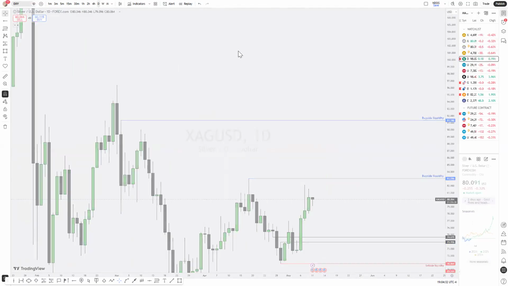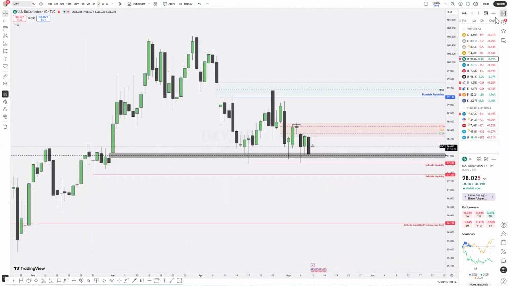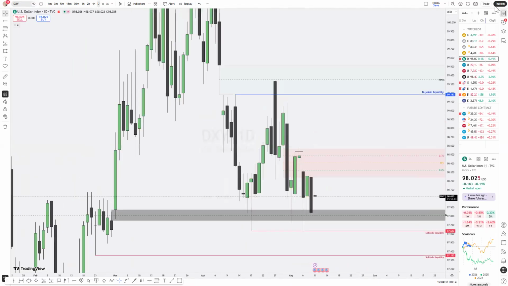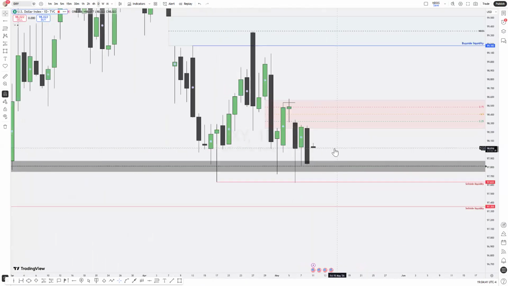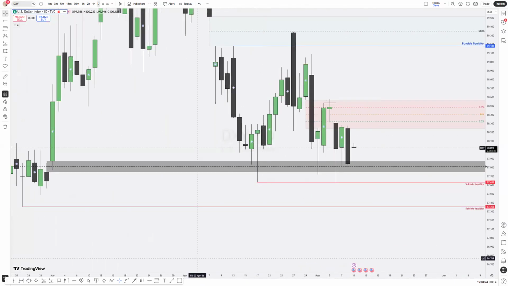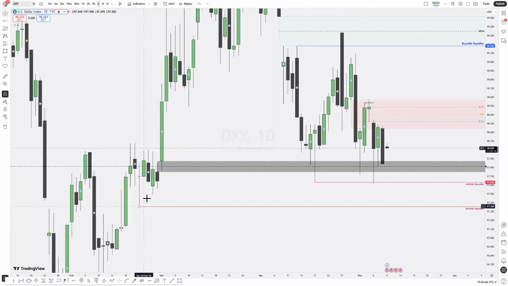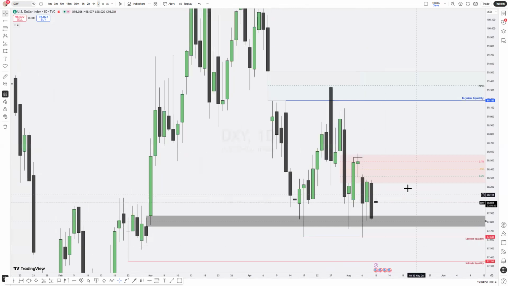On the dollar index, we had a bullish gap opening, so price opened higher than where it ended. Also, I'm still holding on to my bias on the dollar index. I would want to see price raid this outside liquidity right here. I'm still interested in that.